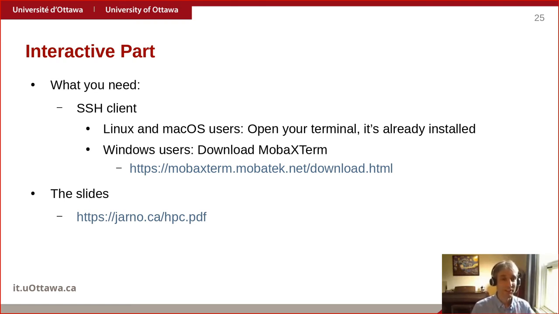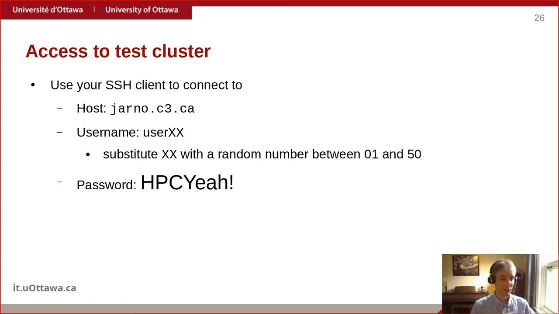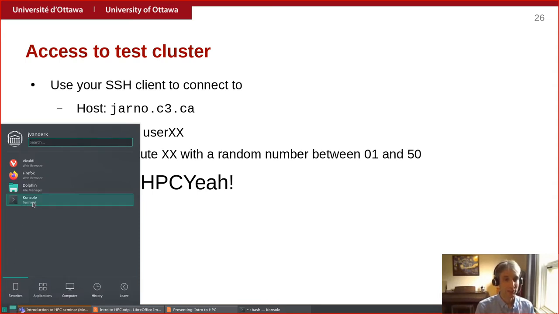If you have the slides, then we can start connecting. Compute Canada also provides a lot of training resources, which is nice. I'm able to spin up my own cluster, which is exactly like a Compute Canada cluster, and that's what we're going to use for this session. If you open your SSH client, if you're on Linux or macOS, you need to open the terminal program. In my case, it's called console, and there's terminal underneath. In macOS, I think it's also called terminal. Depending on what Linux you use, it may be called differently, but console it is.